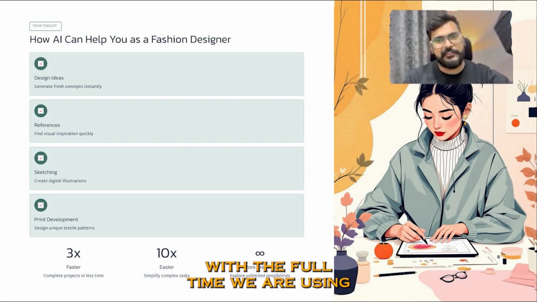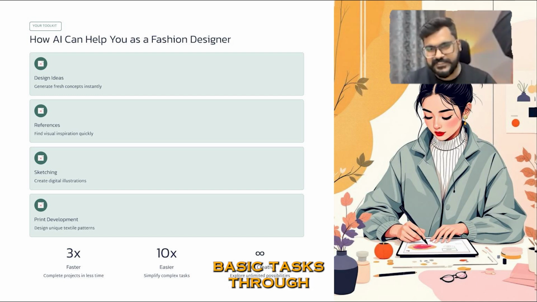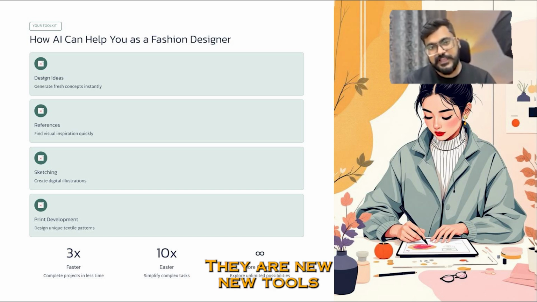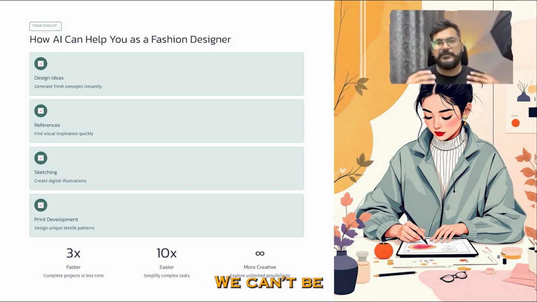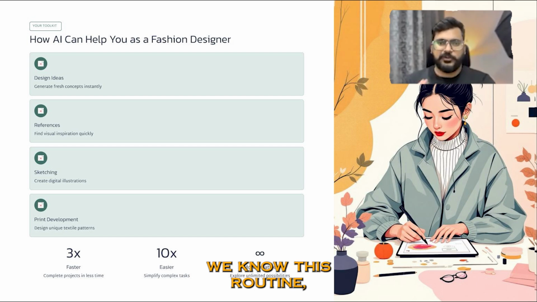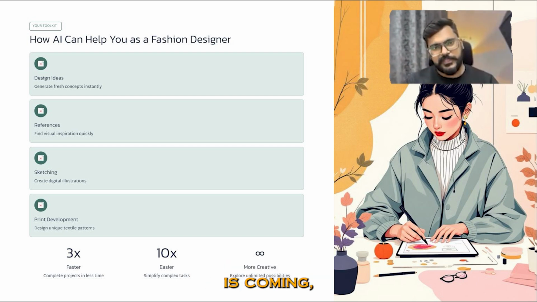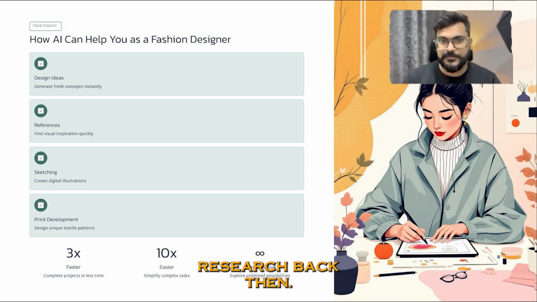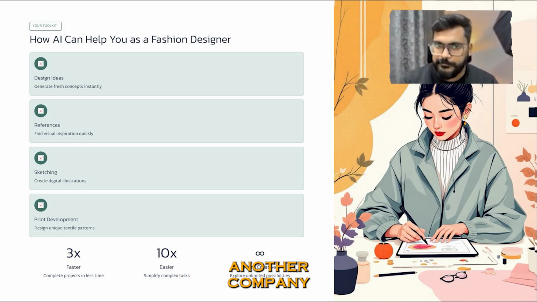Earlier, with full time, we were using AI for one year, for very basic tasks like doing research. But nowadays, on a regular basis there are new AI tools coming up in the market. We also have to do research. We can't be like, okay, we know this tool, we know that tool. Every day we find new technologies and new tools coming, so we are also doing experimentation and the research part. Then we find the best option for us, and then we implement that in our company.